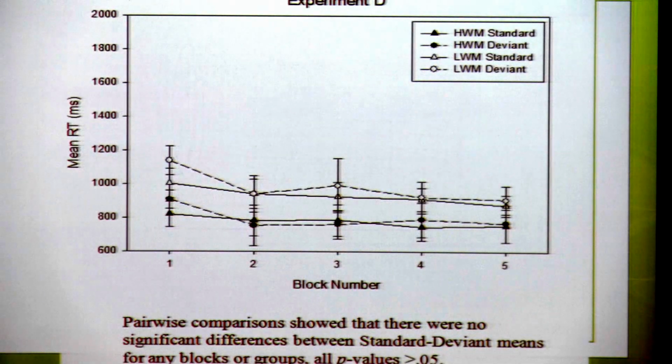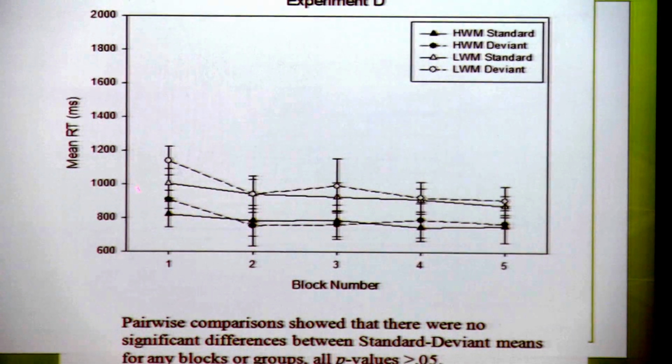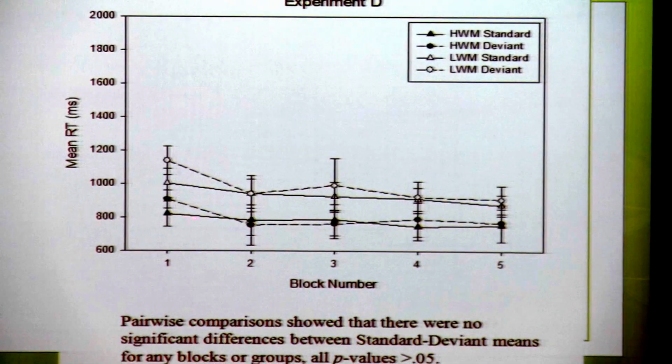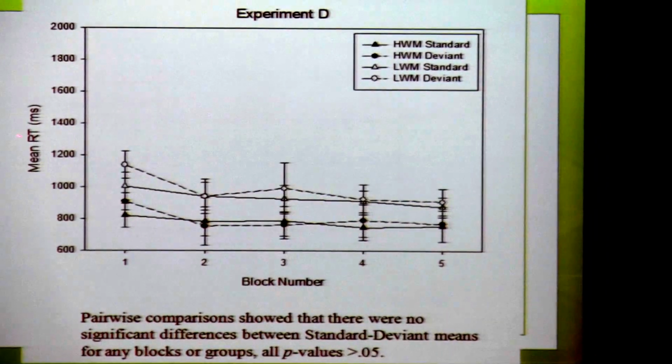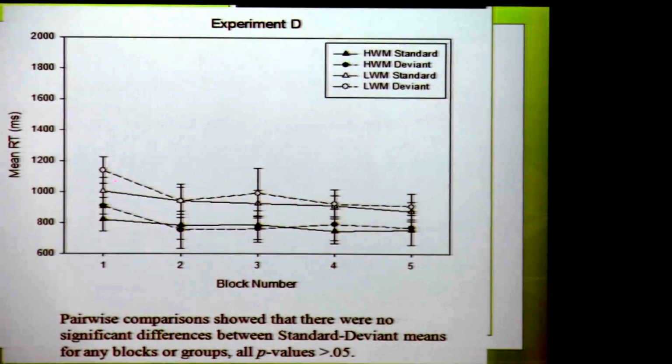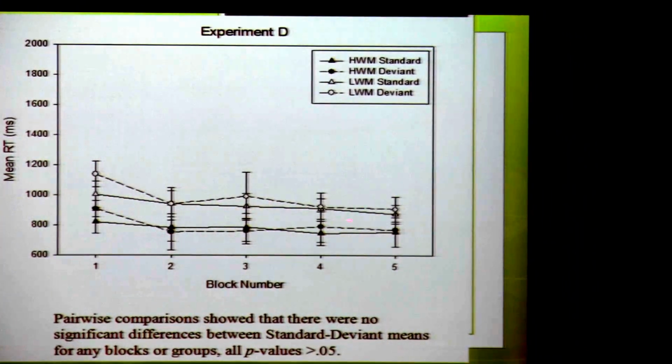Then we move to experiment D. Here they had the same deviant tone, so we don't see that huge gap at the beginning like we did for the other experiments because they're already used to both of the sounds that they heard for distractors. But we still see that general trend of low working memory group just being overall slower.